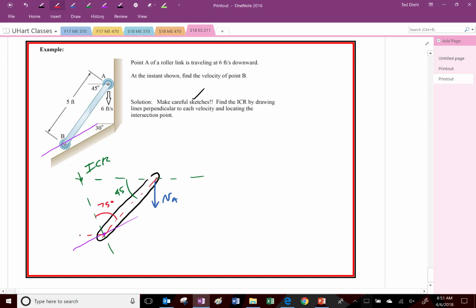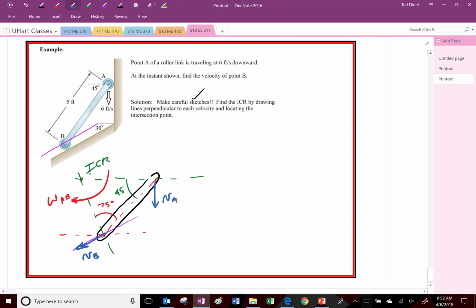You might have to put some thought process into that, I think. I won't do the little struggle thing. It just makes me look like a moron trying to figure it out. But the important part here is that you find that ICR, and then you're able to find that the omega AB is going to be in that direction. And then because of that, we're able to find that the velocity at B is going to be in this direction.